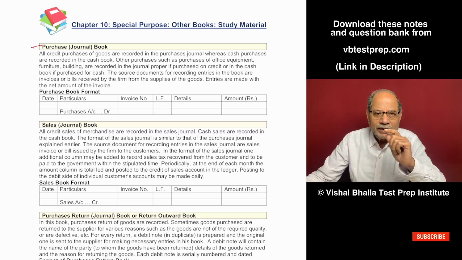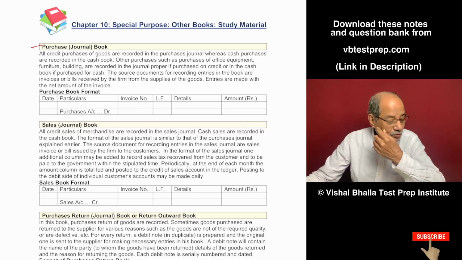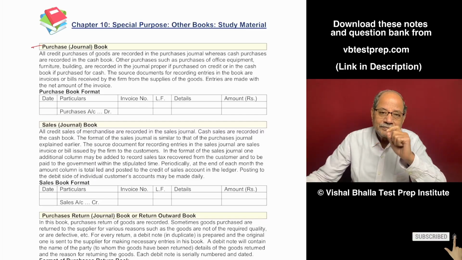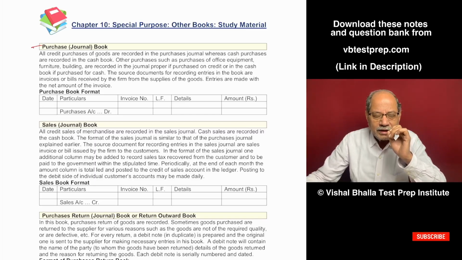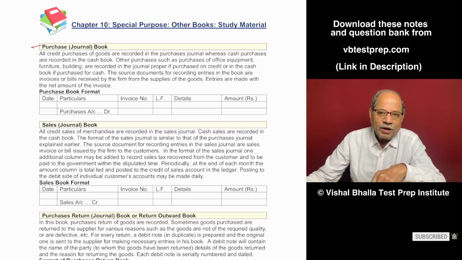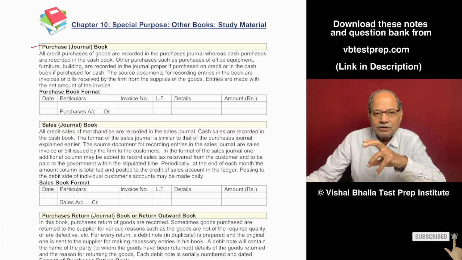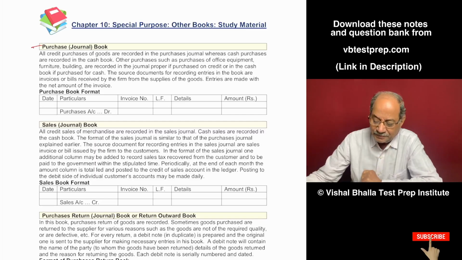So first of all, you will identify in your question if a purchase is given, whether that purchase is for the goods or some other asset. If it is for some other asset, it will not take place in this book. Second thing, purchase may be cash or credit. You write only credit purchases, because cash purchases have already been shown in the cash book. And third thing, it should be a purchase of goods and that too on credit. So it's a credit book showing the purchases of the goods only, nothing else.